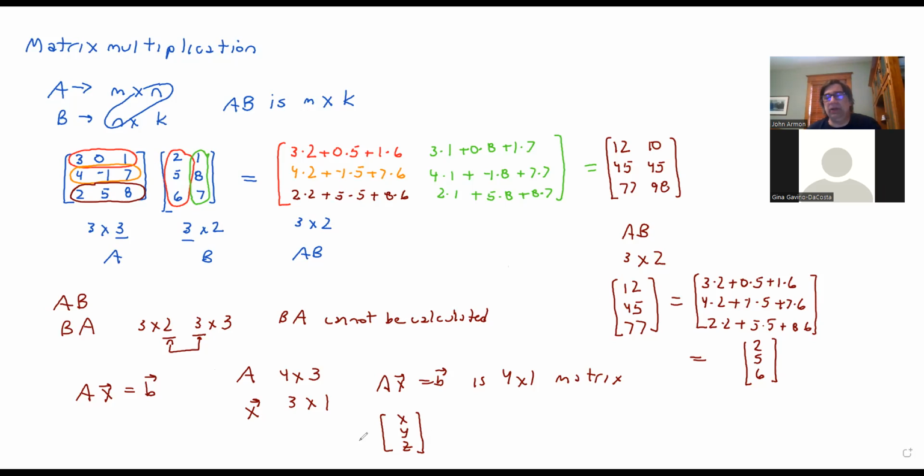So now we're going to go back and look at a system and talk about when the system is going to have solutions and not have solutions, and look at REF or RREF.